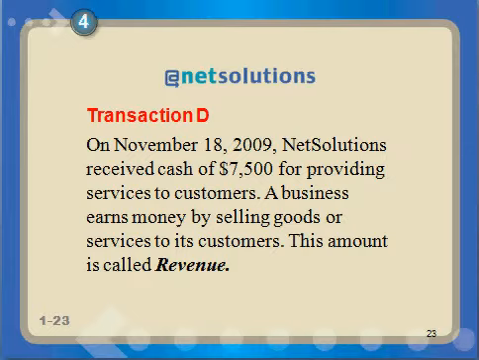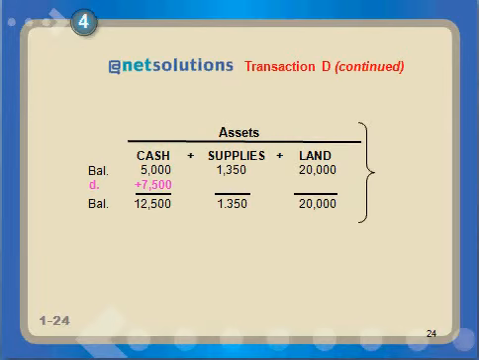And so we have another account now on our right-hand side, because this is a capital account. Revenue is a capital account, and so let's see how that affects our accounting equation. So on the left-hand side, we had an increase in our cash, $7,500. So now we have $12,500 in cash. We have $1,350 in supplies, and we still have our land at $20,000.